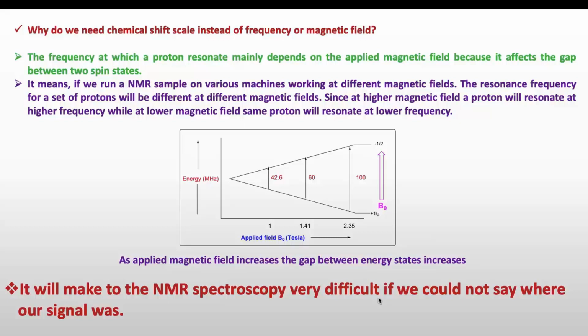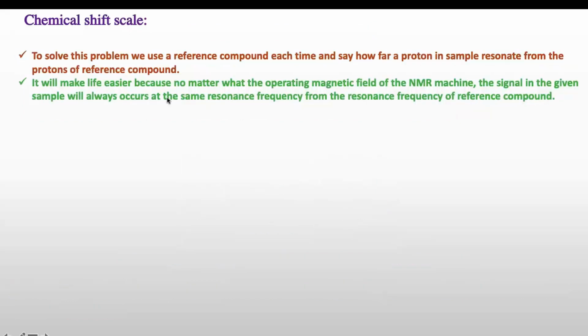So that will make it very difficult to predict or to interpret the NMR spectrum. To solve this problem, we use a reference compound each time and say how far a proton in the sample resonates from the protons of the reference compound. And it will make life easier because no matter what the operating magnetic field of the NMR machine, the signal in the given sample will always occur at the same resonance frequency from the resonance frequency of the reference compound. Because now we will just consider the distance from the proton of the reference compound.